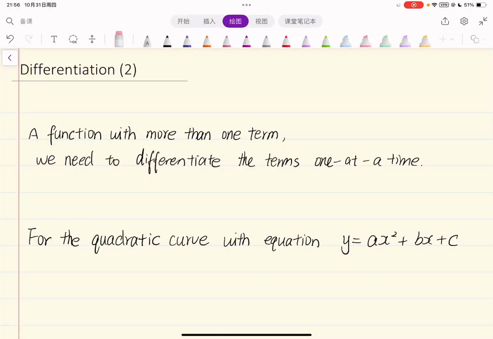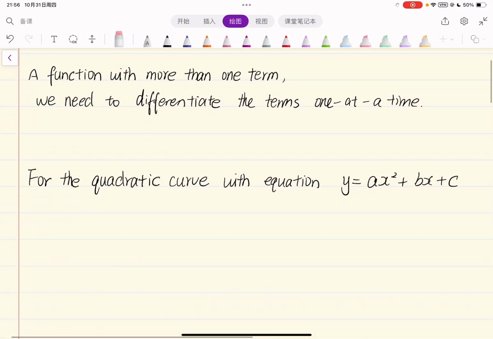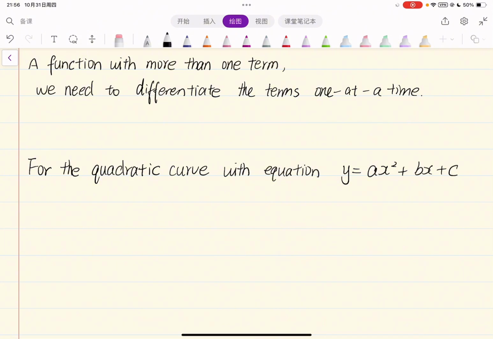Hello everyone, in this video, we are continuing learning differentiation. If we see a function with more than one term, we need to differentiate the terms one at a time. For example, there is a quadratic curve with the equation y equals ax squared plus bx plus c. So we differentiate each term.